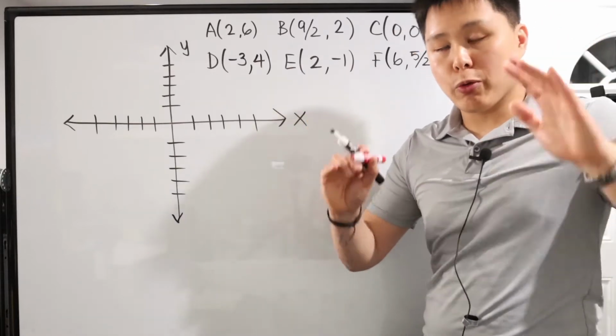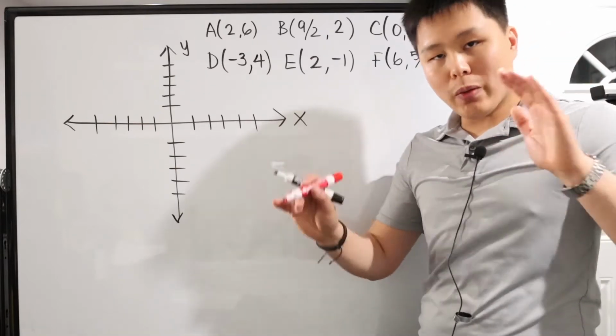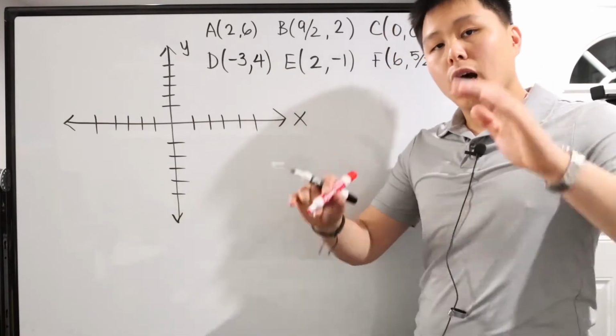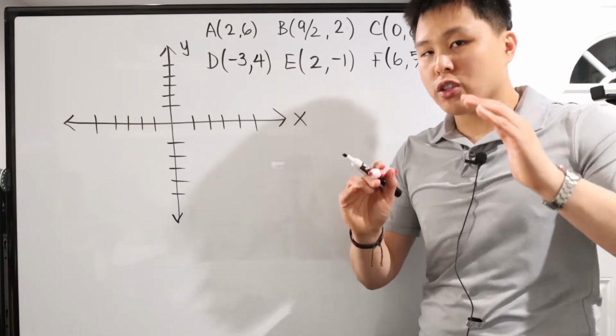For today's topic, we're going to cover how to graph points on a coordinate plane. So there's several things we have to focus on. First and foremost, what is a coordinate plane? A coordinate plane is basically two number lines that stack right on top of each other.